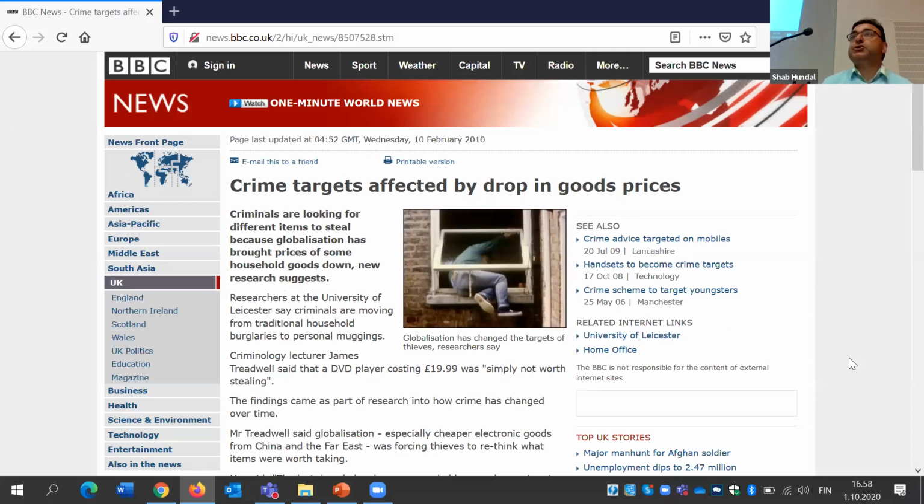This is a substitution effect from the point of view of thieves, robbers. The article is about how thieves have stopped stealing the things which they used to, because those things have become so cheap that they can buy them. So this article shows that we can see the substitution effect even in our behavior.